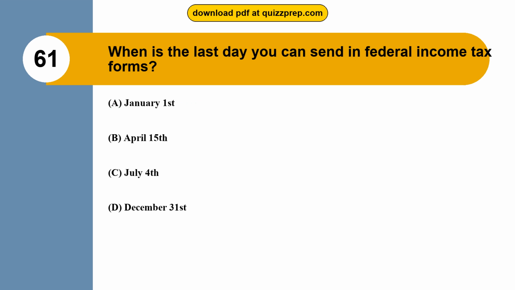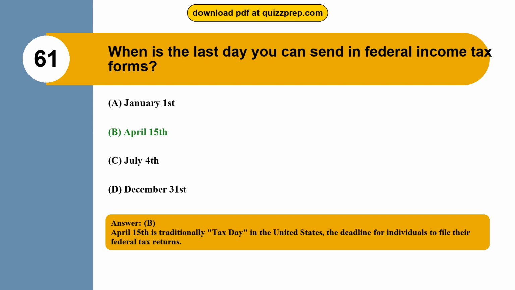Question 61. When is the last day you can send in federal income tax forms? Option A, January 1st. Option B, April 15th. Option C, July 4th. Option D, December 31st. The correct answer is option B, April 15th. April 15th is traditionally tax day in the United States, the deadline for individuals to file their federal tax returns.